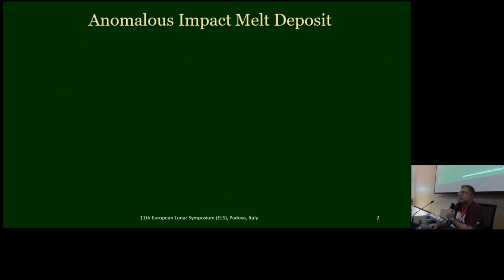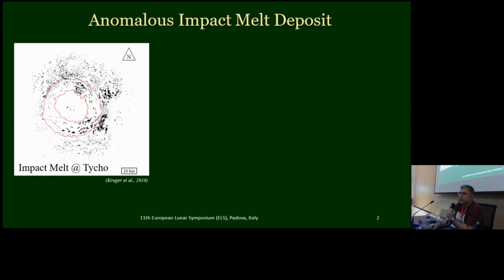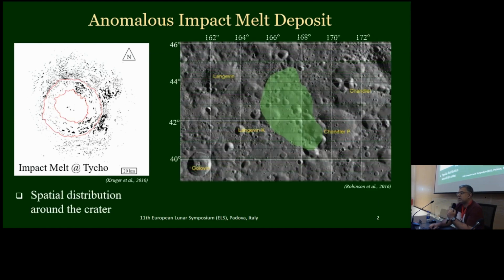So what makes the impact melt deposit anomalous? For those of you who may not be working with impact craters, here is an example from crater Tycho, where the black splotches are the distribution of impact melt deposits. And as you can see, the impact melt deposits are distributed around the crater, both outside and inside. In contrast, we have this particular deposit, which was first reported by Mark Robinson and his team. And here, the distribution of these impact melt deposits is quite weird in the sense that we are not able to figure out where the source crater is.